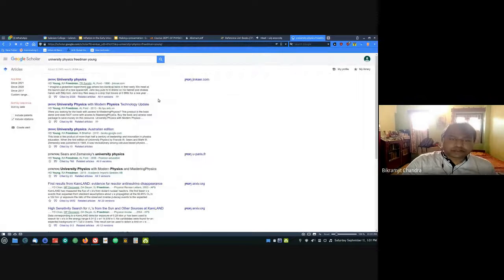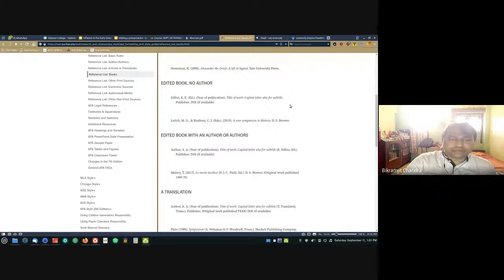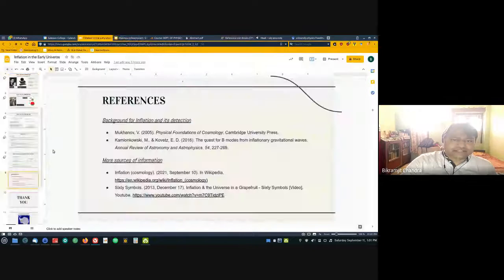This works for books. This works for well-known books, scientific papers, anything like that. You can easily get the formatting over here. It won't work for YouTube and Wikipedia articles. For that, you actually need to read this and then format it that way. But it's not that big a deal. As you can see from my slide, formatting it is fairly straightforward.